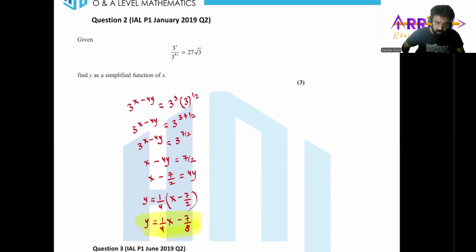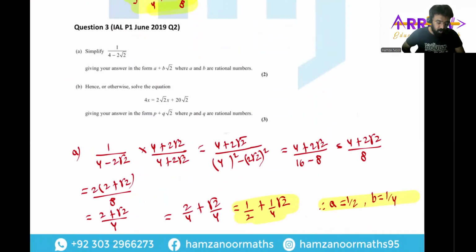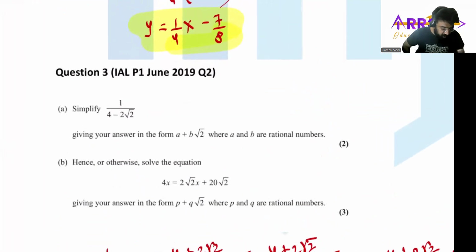Okay, so now let's move on to the next question. Up next we have question number 3, which is P1 June 2019 question number 2. In part A, we need to simplify 1 divided by 4 minus 2 root 2. We need to give our answer in the form of a plus b root 2, where a and b are rational numbers. This part is worth 2 marks.